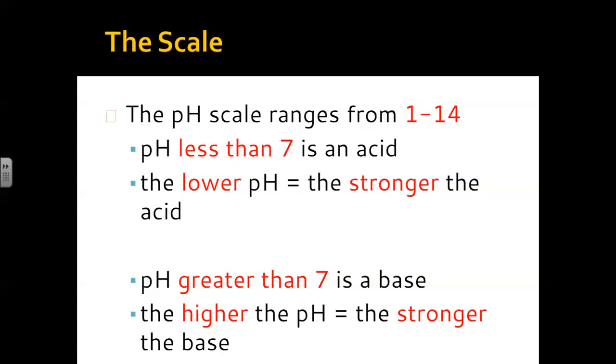If, however, the pH is greater than 7, it is a base. If you have a very, very high pH, like 13, 14, that's a very strong base, meaning it does not have a high concentration of hydrogen ions in it. It has a higher concentration of hydroxide ions in it.